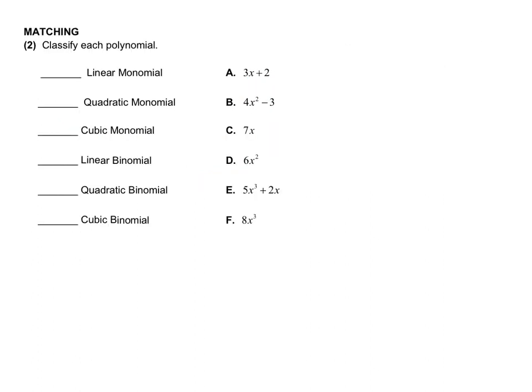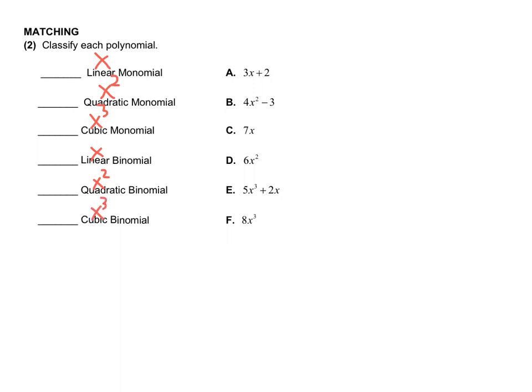Question 2, classify each polynomial. Linear means just like a line, y equals mx plus b, so x. Quadratic is like a parabola. You'll learn that later. It's an x squared. Cubic is x cubed. So again, linear is x, quadratic is x squared, cubic is x cubed.